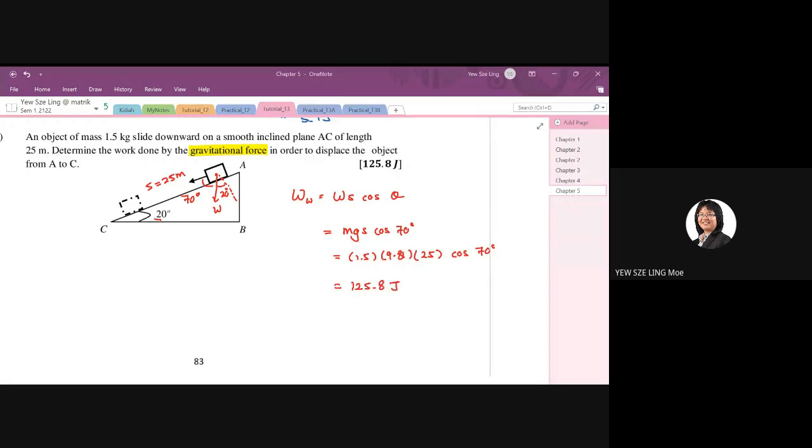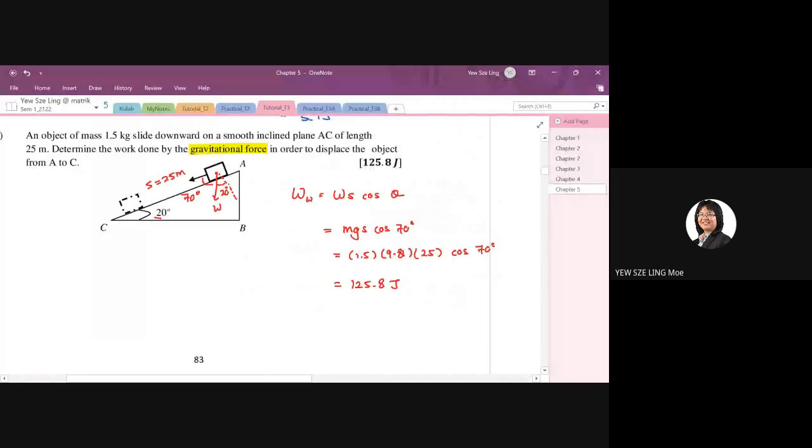It is very simple as long as you understand the question. This question is asking for work done, yes, but it is not total work done. It just wants the work done by gravitational force.